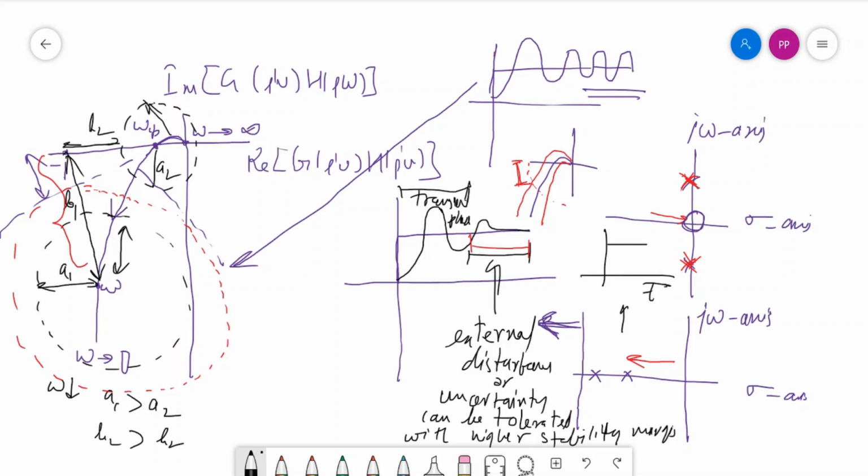So suppose this is the case of A3, this is the case of A4, so we can say that farther is the root from the imaginary axis, faster it will die down. So this is the case for A4 and this is the case for A3. So in that case again we will see that the margin of stability will be better, like we have seen on the polar plot.